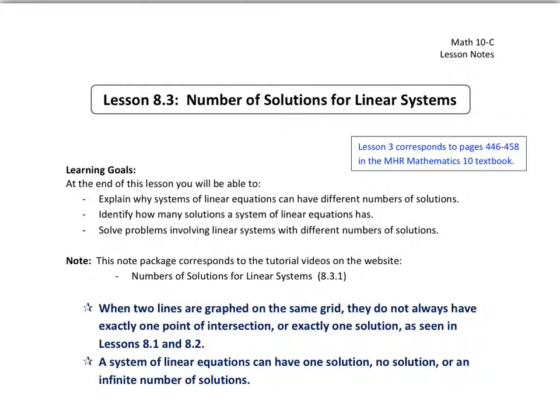When two lines are graphed on the same grid, they do not always have one point of intersection, or exactly one solution, as we have seen in lessons 8.1 and 8.2. A system of linear equations may have one solution, no solutions, or an infinite number of solutions, and we are going to have a look at what that means.